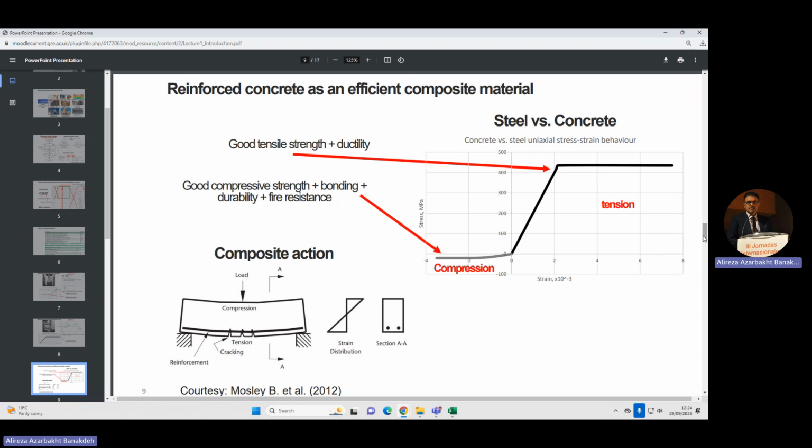Let's do a mixture of these two. One is good in this one, one is good in that one, but they both are not good in the other's skill. That's why we go for a sort of composite action, a mixture of concrete and steel. If you remember from structural design, it was the common practice.